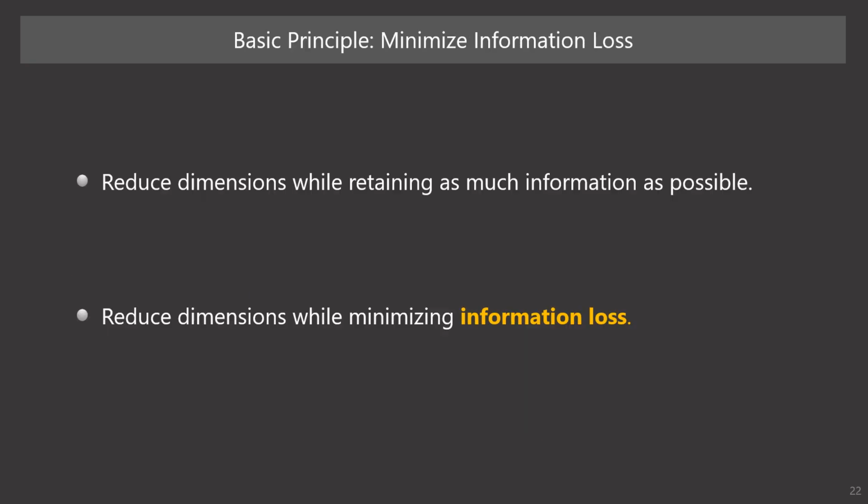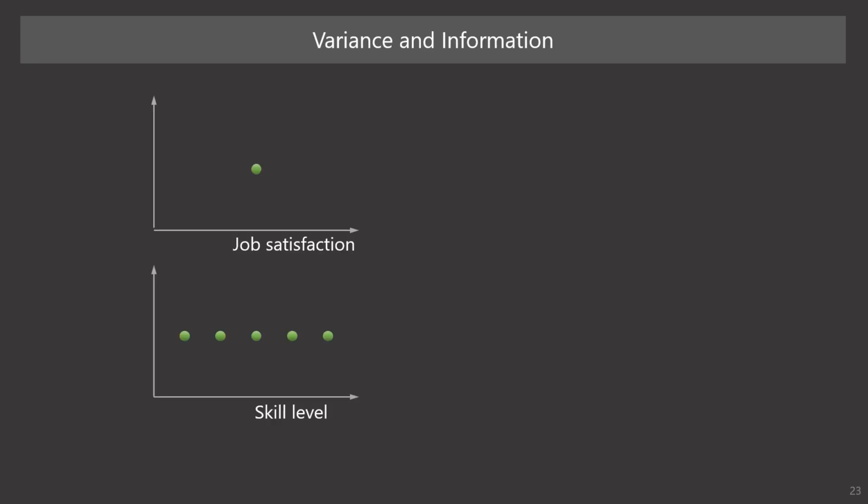A basic principle for performing dimensionality reduction is that we need to reduce dimensions while retaining as much information as possible. In other words, we should reduce dimensions while minimizing information loss. Dimensionality reduction is associated with information loss from the dataset, so we should minimize the amount of loss. So, when we delete features, we need to consider how much information each feature contains. An important criterion of how much information is contained in a feature is the variance of the feature.